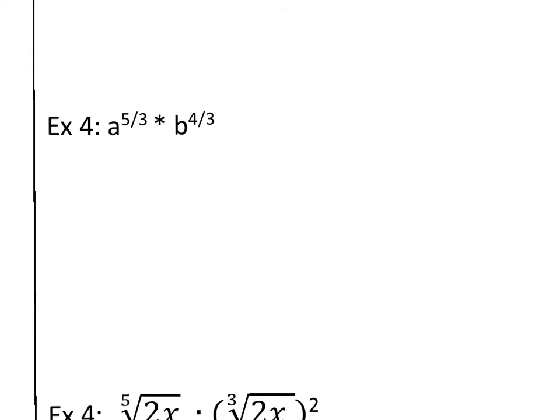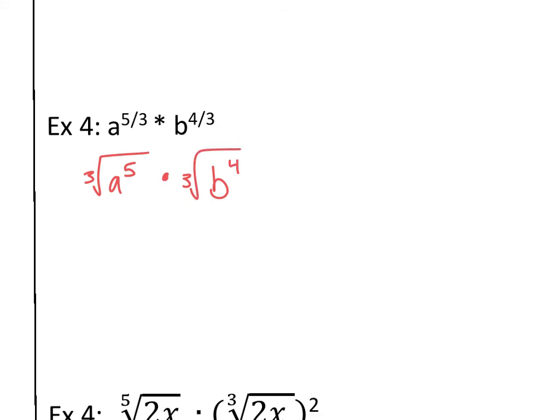Okay, so a to the 5/3. How'd you rewrite that one? A to the power of 5 under a cube root. Good. Being multiplied by b to the power of 4 underneath a cube root. Okay.